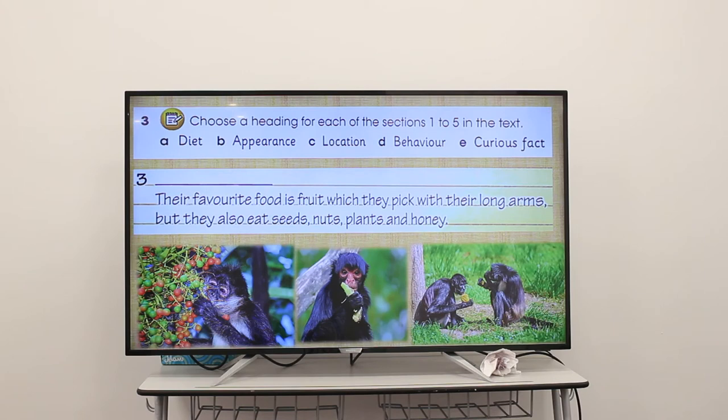Their favorite food is fruit, which they pick with their long arms. But they also eat seeds, nuts, plants, and honey. Alright, so which one is this one? It's talking about food. Yes, it's the diet.